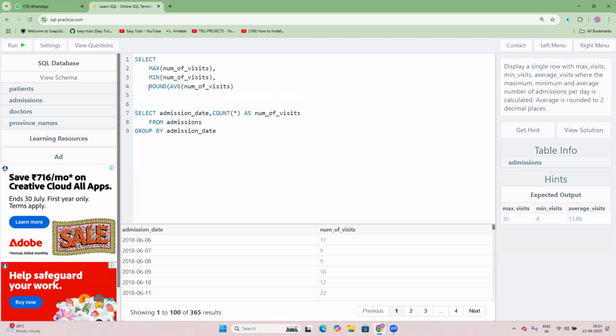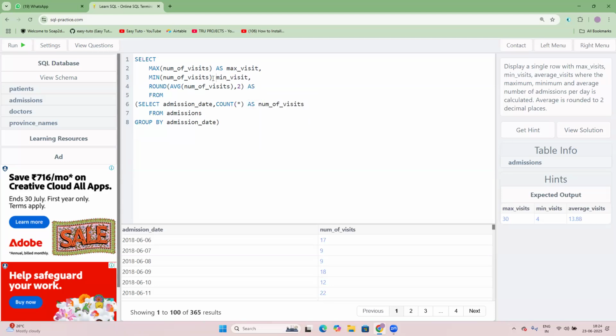I'll just do round and I'll stop it to 2 decimal points. And I'm going to fetch all this data from this table. Yes, understood? All you'll have to do is give some alias. Max visits, minimum visit, as minimum visit.